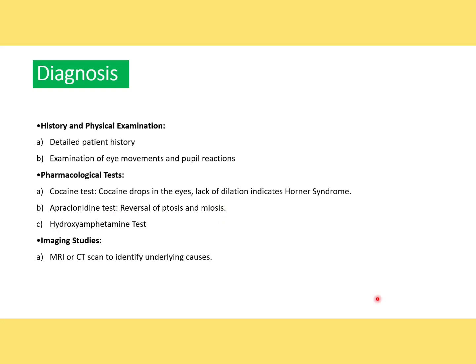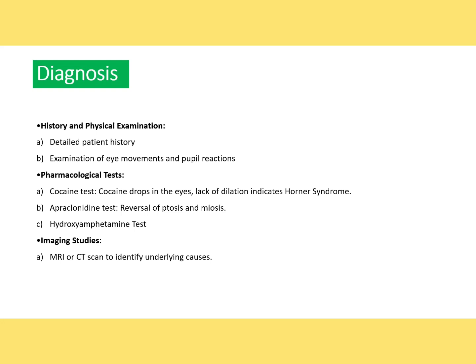And also, to know the location of the lesion in Horner syndrome, we do the hydroxyamphetamine test. Here, hydroxyamphetamine eye drops are applied, and if the pupil dilates normally, the lesion is likely preganglionic, that is the first order or second order neuron. If the pupil does not dilate, the lesion is postganglionic. That means the lesion is present in the third order neuron.